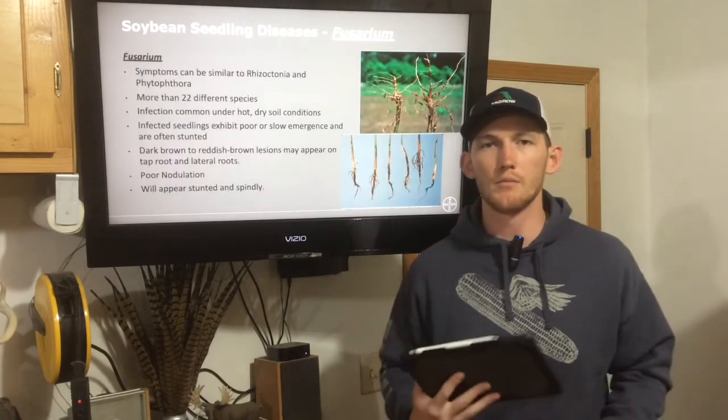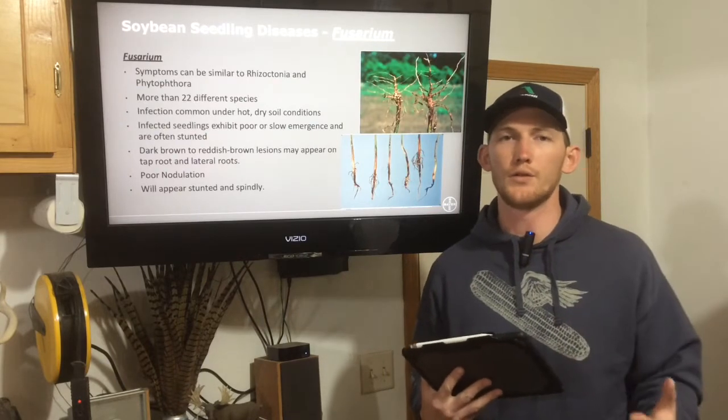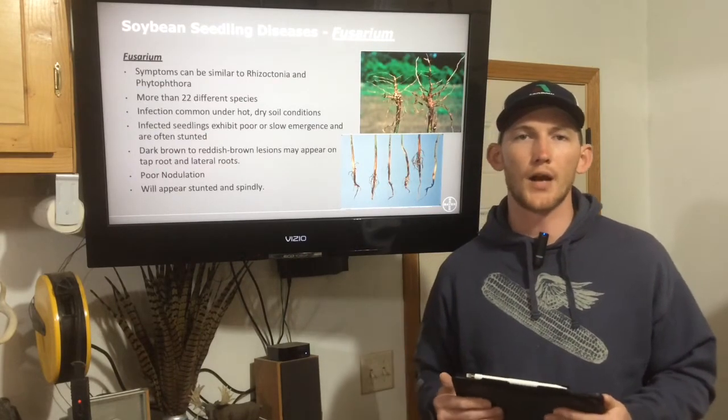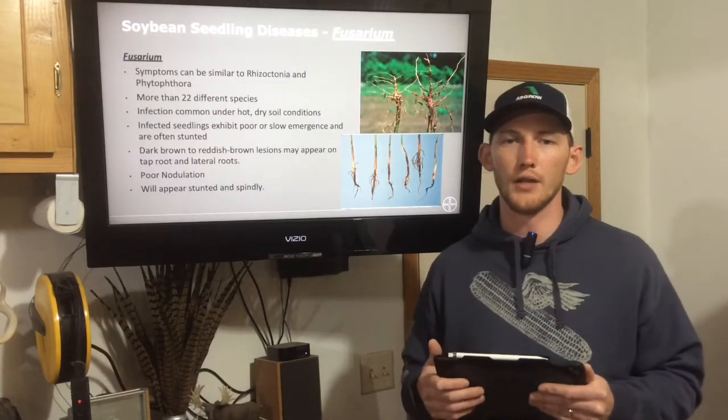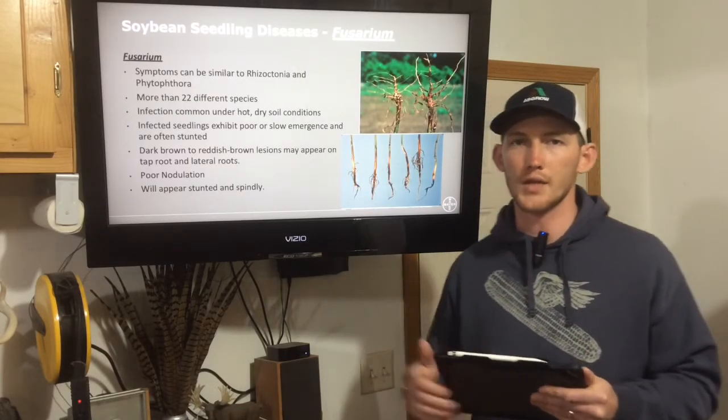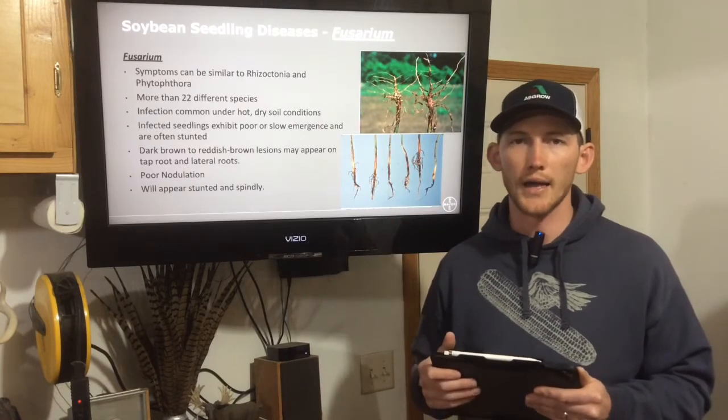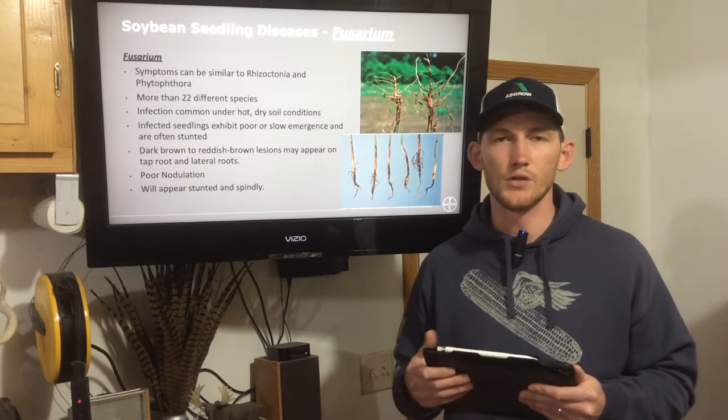And then Fusarium, this one's the most complex from a standpoint that there are more than 22 different species. Some of them like it hot and dry, some of them like it cool and wet. When we do find symptomology for this, and it is Fusarium, it's going to again be those lesions on the taproot and lateral roots, more of that dark brown to tan, sometimes reddish brown, but if it gets to be reddish brown, typically we need to send in a sample to confirm if it's Rhizoctonia or Fusarium. With Fusarium, you're going to find poor nodulation and poor lateral root development. Again, below soil line symptomology is most common with Fusarium as well.